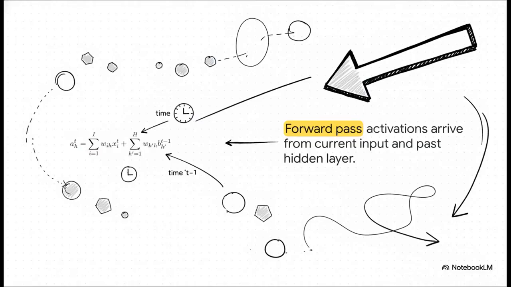When calculating the forward pass, you see this beautiful symmetry. The activations arriving at the hidden layer come from two distinct places at the exact same time: the current external input and the hidden layer activations from exactly one step back in time. It's this perfect recursive relationship, all bound together by the math.